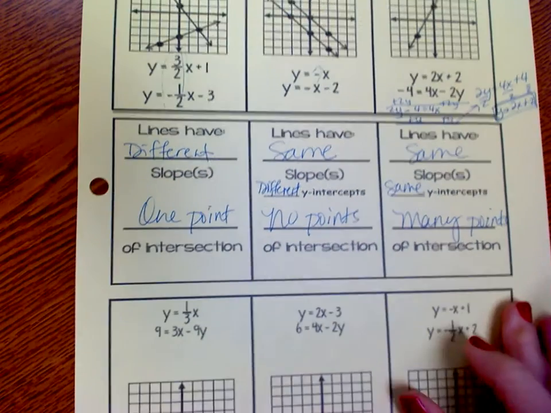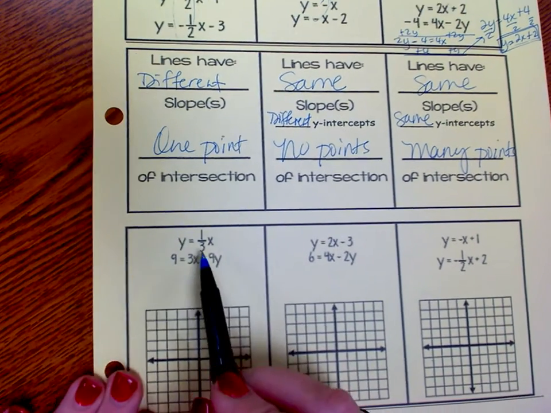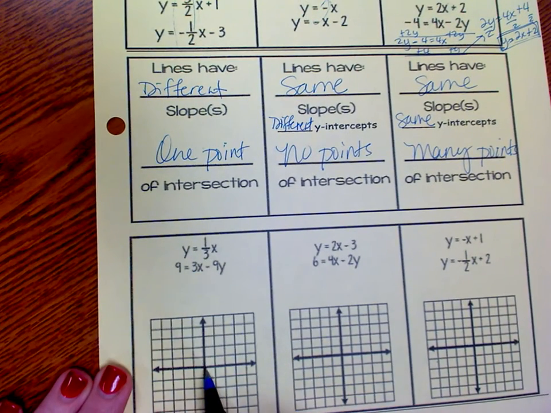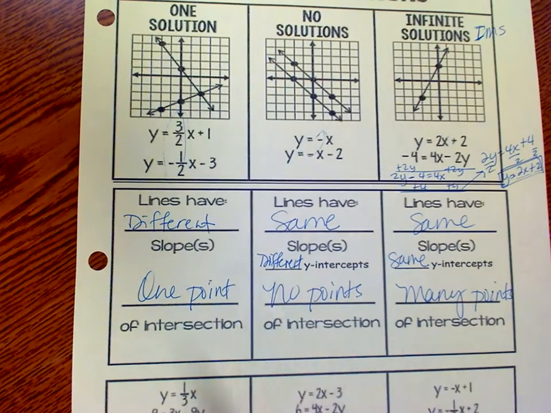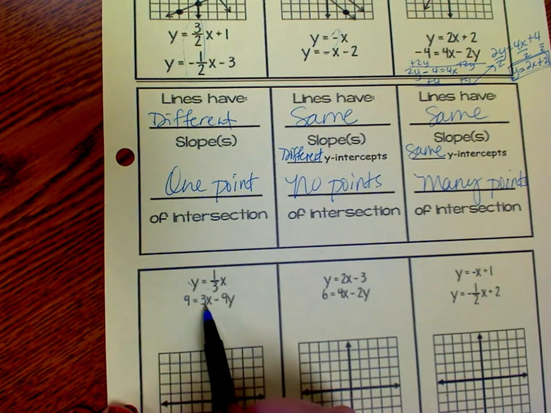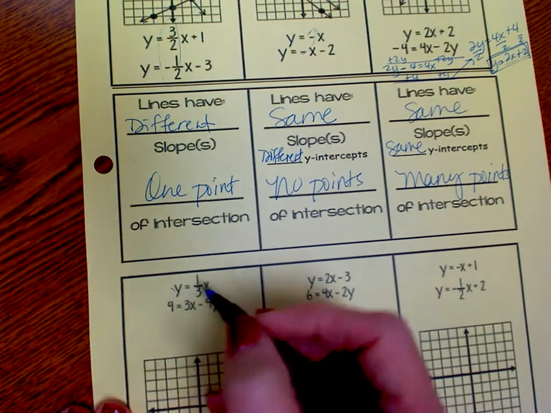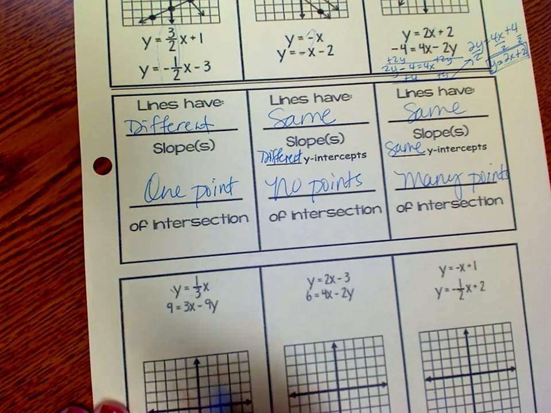So down here, let's look at these equations. What you're going to be doing is, let's look at these. We can go ahead and graph them and then determine if it's one solution, no solution, or infinitely many solutions. So right here, this is already in slope-intercept form. This one is not. So we need to go ahead and move this one around, switch it around to where you get y by itself.